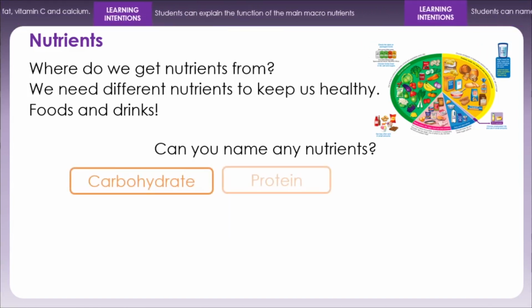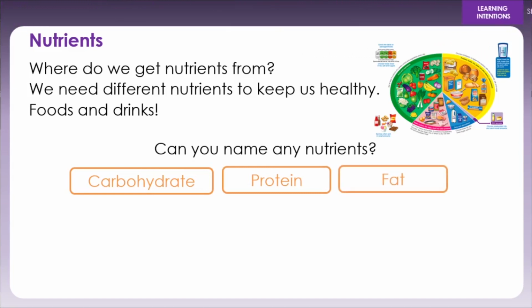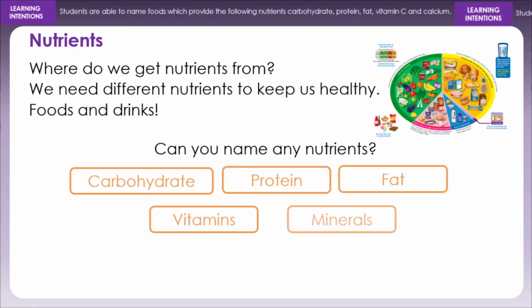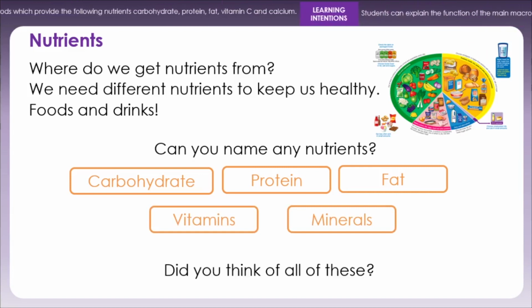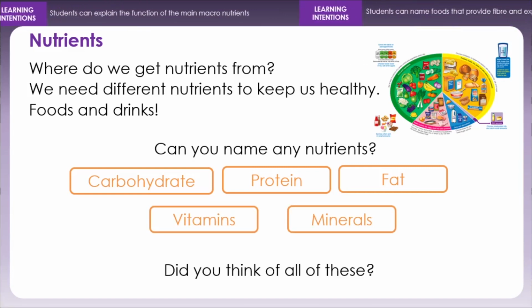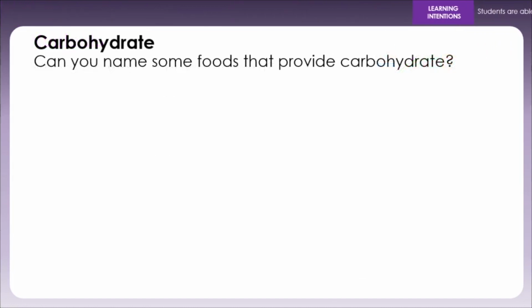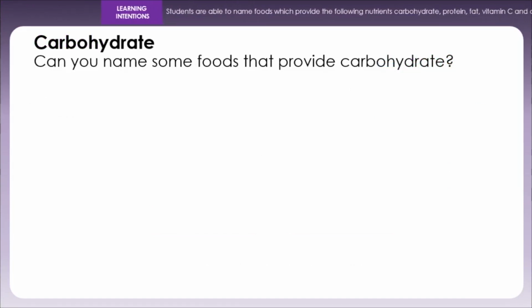Carbohydrates, proteins and fats are macronutrients. They're the big ones that we need in big amounts. And then the ones we need in small amounts, the micronutrients, are vitamins and minerals. Did you think of all of these? Right, for carbohydrates, can you name some foods that provide carbohydrate? I gave you a wee clue with a starter.